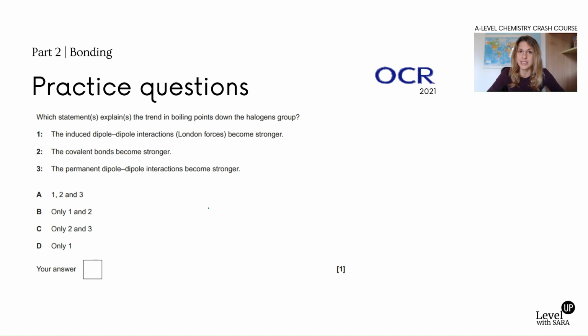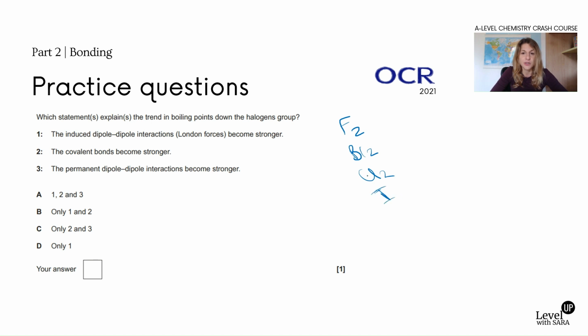Another one for OCR, as they have the multiple choices. This is an interesting one. Read it, pause, and give me an answer. Otherwise, follow with me. So, trending boiling point down the halogen group. Halogens, what type of bond do they have? They exist as diatomic molecules, so they have a covalent bond between them, but they're small molecules, so we don't think about the strength of the bond, but the strength of intermolecular forces.